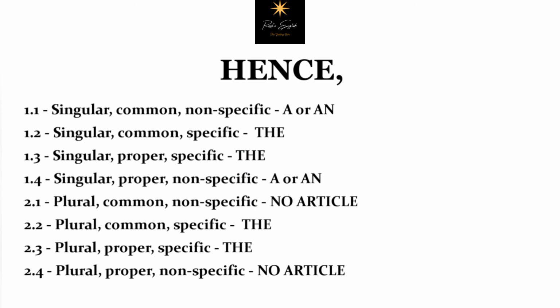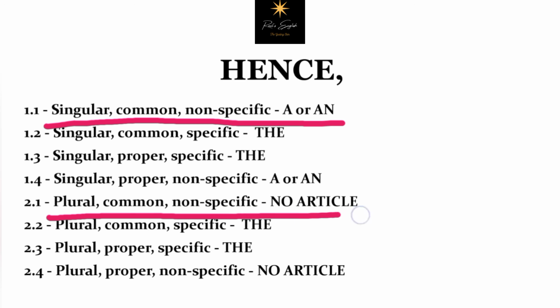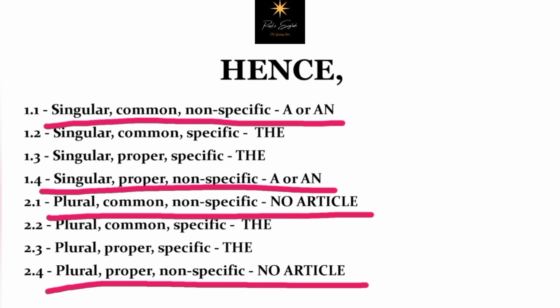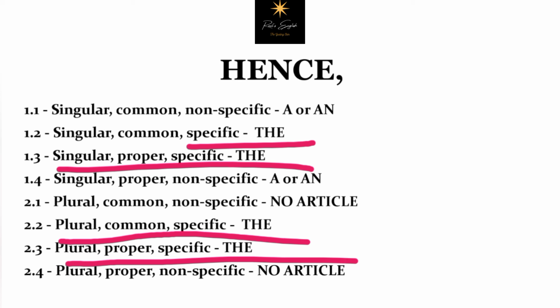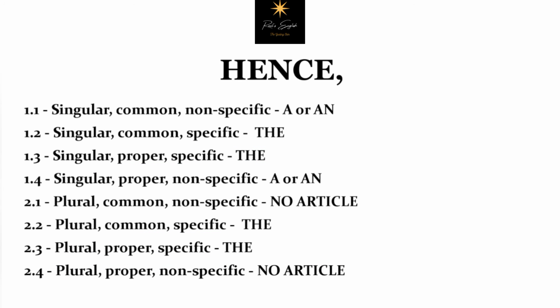So note the pattern. Singular common non-specific, a or an. Plural common non-specific, no article necessary. Singular proper non-specific, a or an. Plural proper non-specific, no article necessary. Now singular common specific, the. Singular proper specific, the. Plural common specific, the. Plural proper specific, the. So these are the similar themes that go with plural and singular nouns.